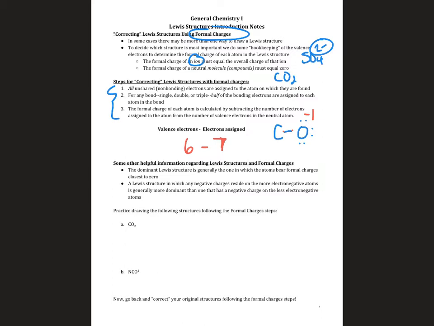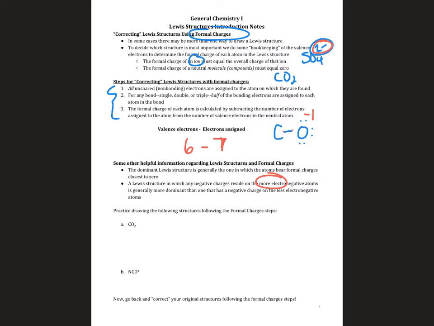Some other helpful hints they tell you about formal charges and structures: the dominant structure is the one where the atoms have charges closest to 0. They may not all be 0, like in the case of sulfate up here. It's not going to be 0. It's going to be 2-, but I'm going to try to get it as close to 0 as I can. And then in a Lewis structure, if there are negative charges on it, the more electronegative atom is going to be your dominant one. I'm going to show you that with letter B down at the bottom there.